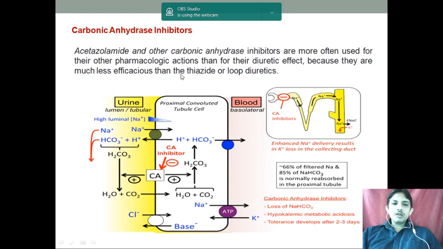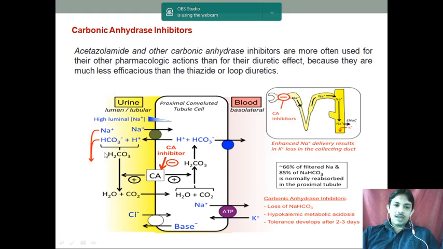Now this particular type of drug, acetazolamide, is going to inhibit the carbonic anhydrase enzyme. So if this enzyme is inhibited, what will happen? There will be no formation of H2CO3. Even the breakdown of H2CO3 into water and carbon dioxide will not occur, so they will not be able to enter. So ultimately they are inhibiting the reabsorption.